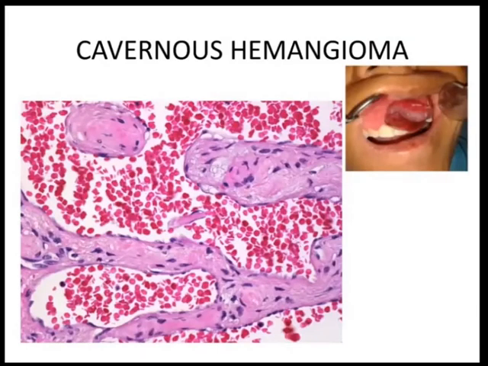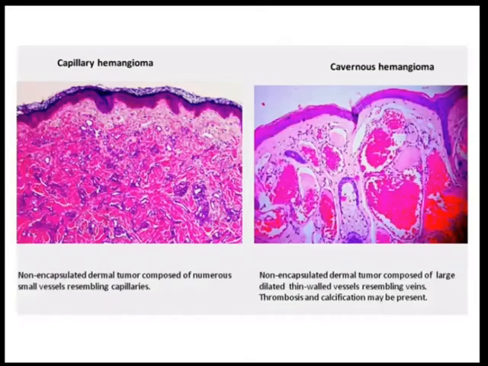It's a cavernous hemangioma, so called because it has cavernous or huge spaces which are filled with red blood cells. To the right side is a clinical pic. So these are the two types. You can see the difference between capillary hemangioma and cavernous hemangioma, wherein in capillary hemangioma you can see numerous capillaries filled with RBCs. In case of cavernous hemangioma, you can see large dilated thin wall vessels resembling veins. So those are the cavernous spaces filled with RBCs.